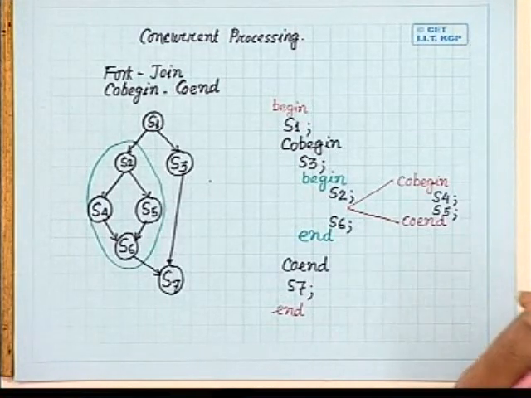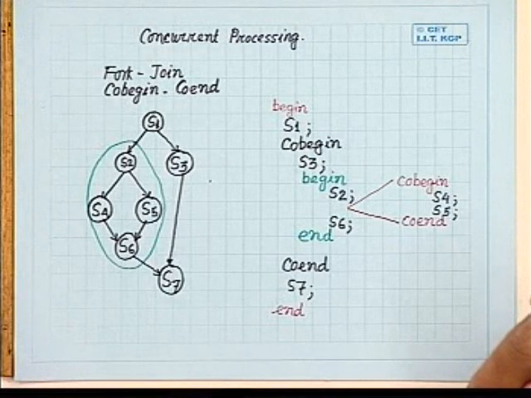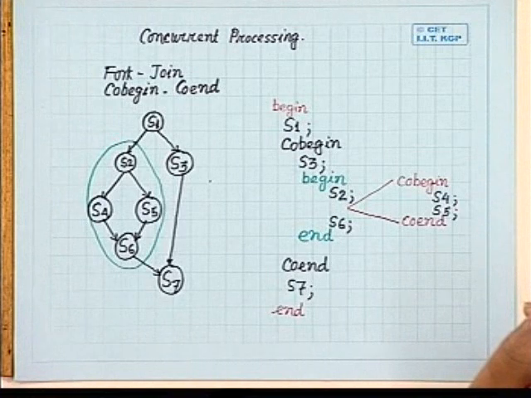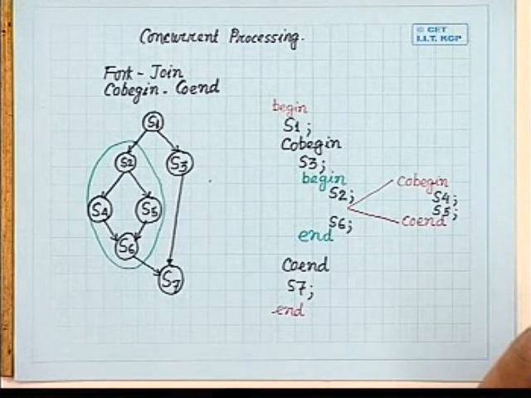So we have two different constructs. One is the fork join construct and the other one is the co-begin co-end construct. Now naturally a question arises: are both of them equivalent? I mean, other than whether the child process continues execution or the parent process continues execution. That is, given any precedence graph, can we write concurrent programs using the fork join structure as well as the co-begin co-end structure?